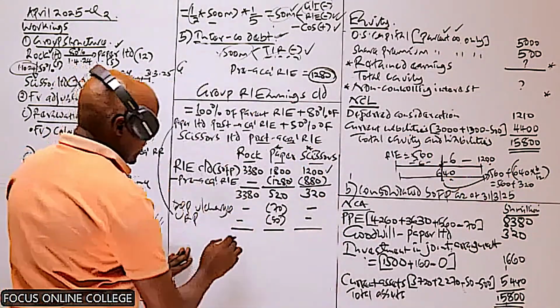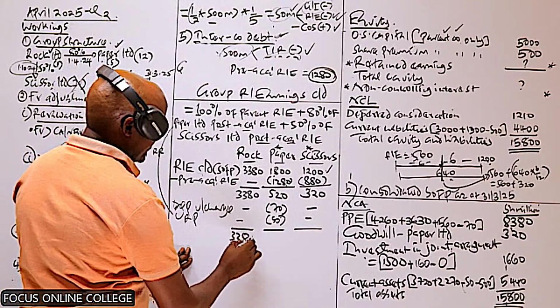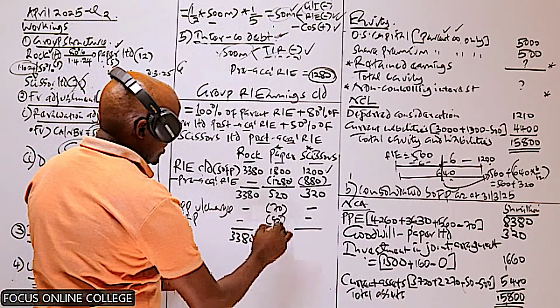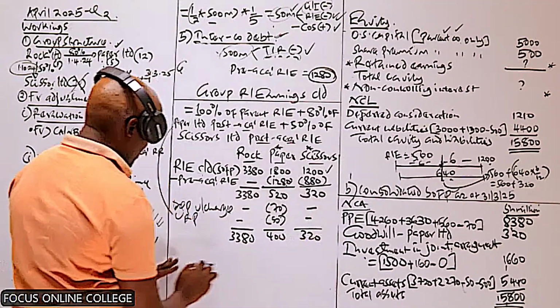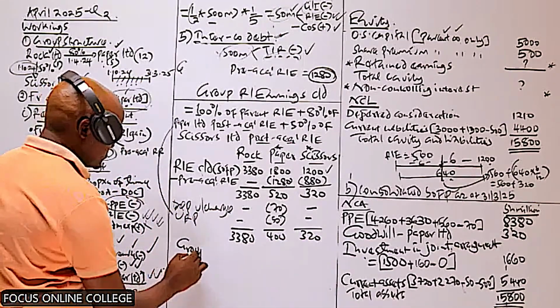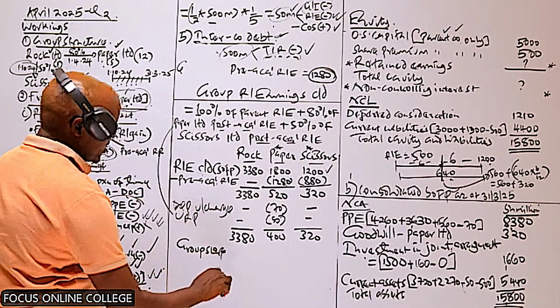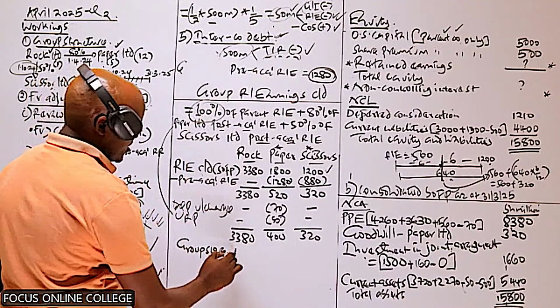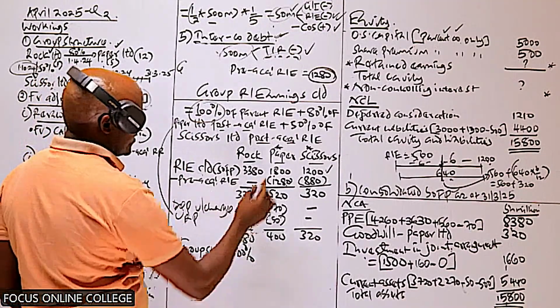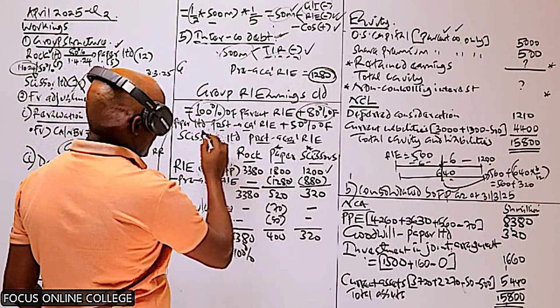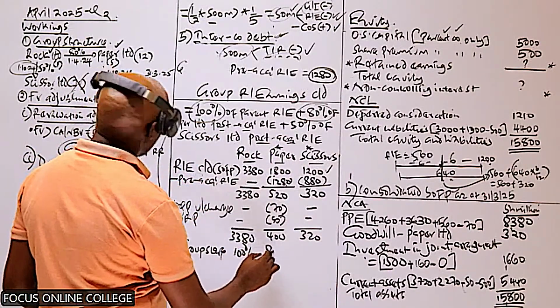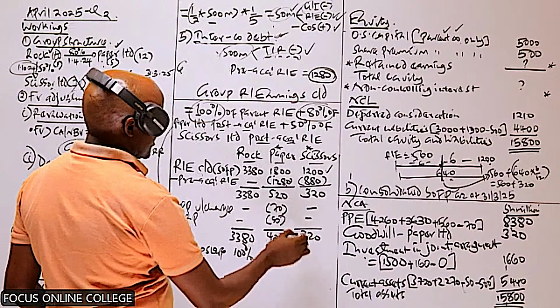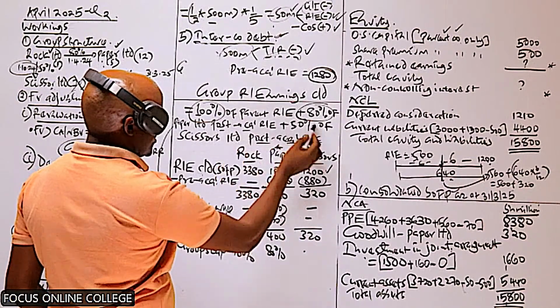So we need to get the final figures. 3380. This one 2400. This is 320. And then we get the group share of this. The group share. We apply now these percentages. This one for the parent we take 100. For paper we take 80. And for this company, that is the sisters, we take 50.